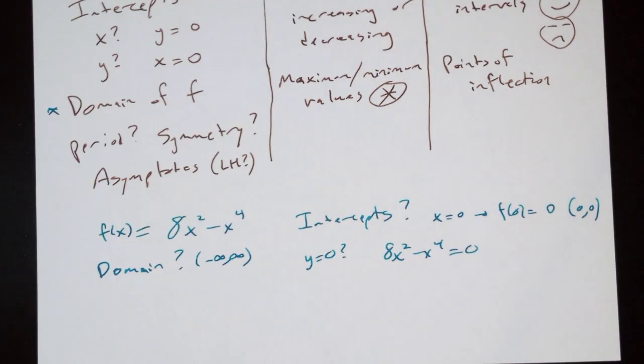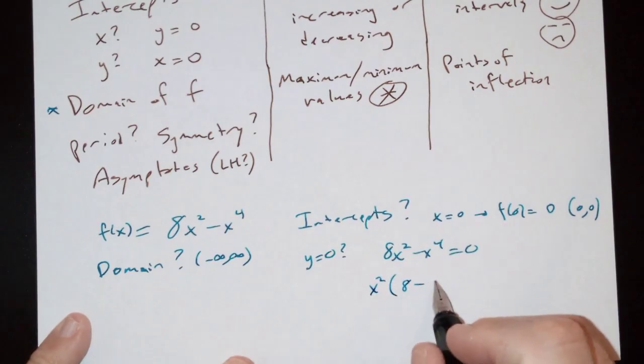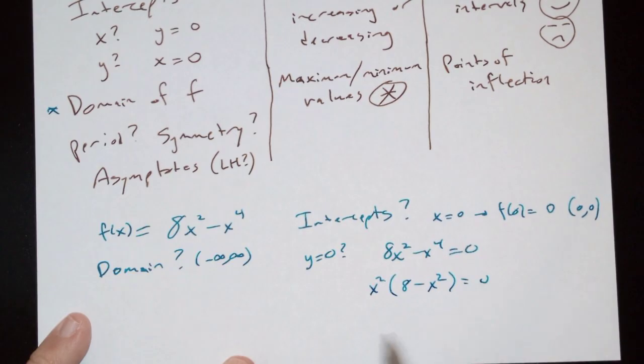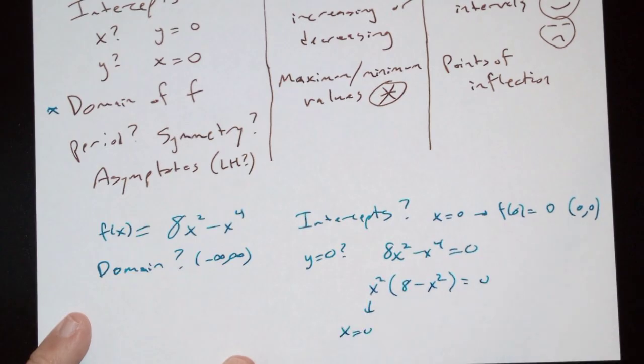The result is not pretty numbers. If I factor out an x squared, 8 minus x squared equals 0. Well, if x squared is 0, then x is 0. If this piece is 0, I get 8 is equal to x squared, which gives me plus or minus the square root of 8 for my x values.